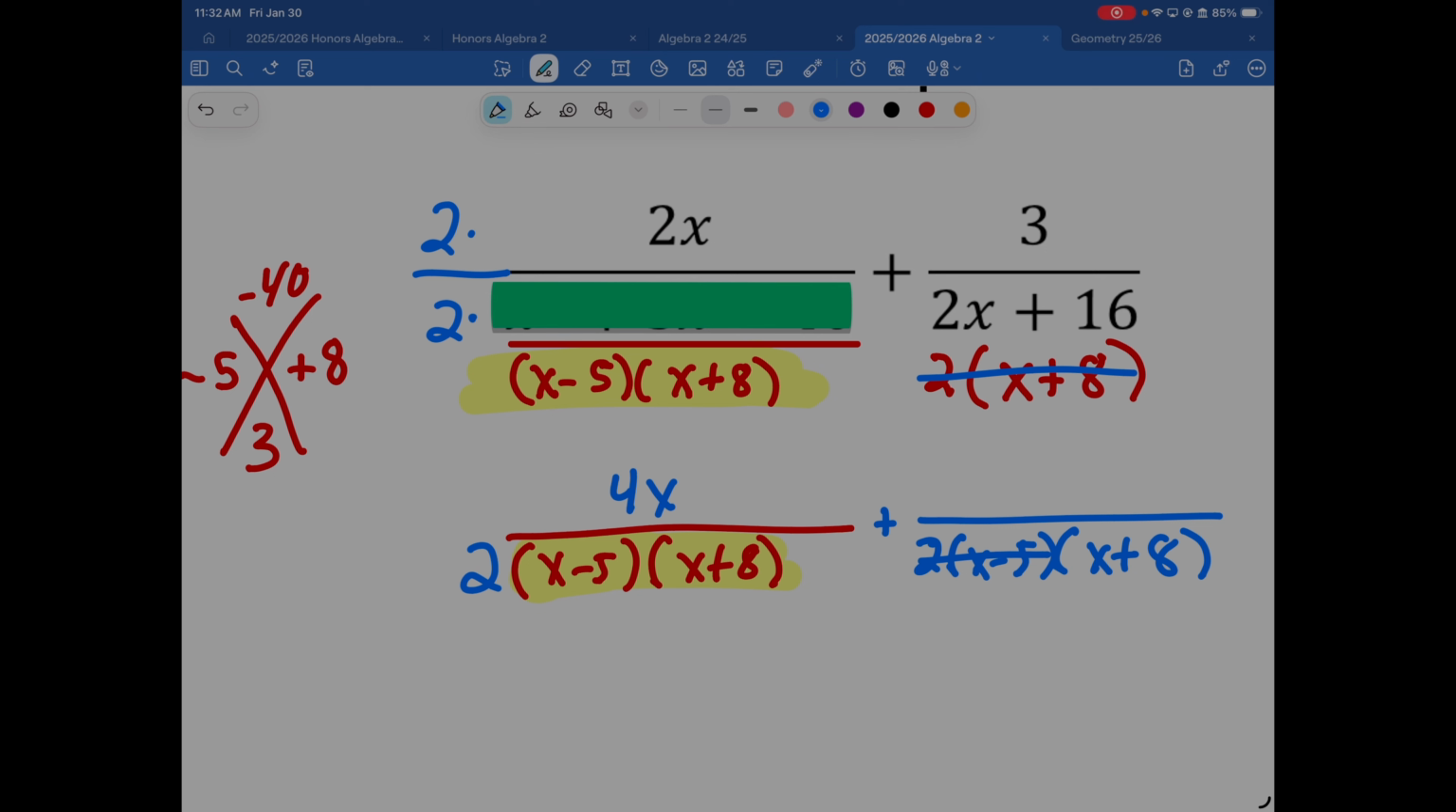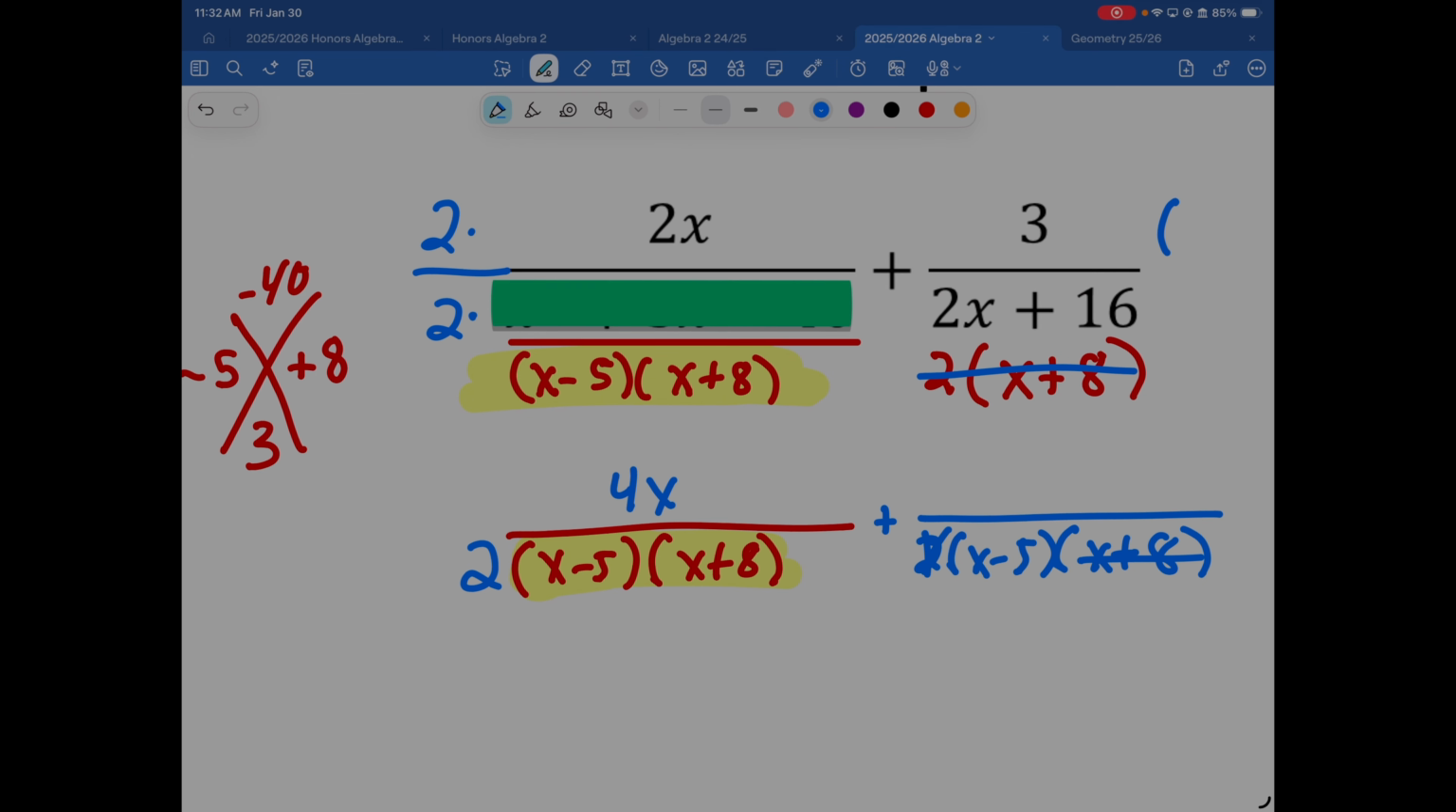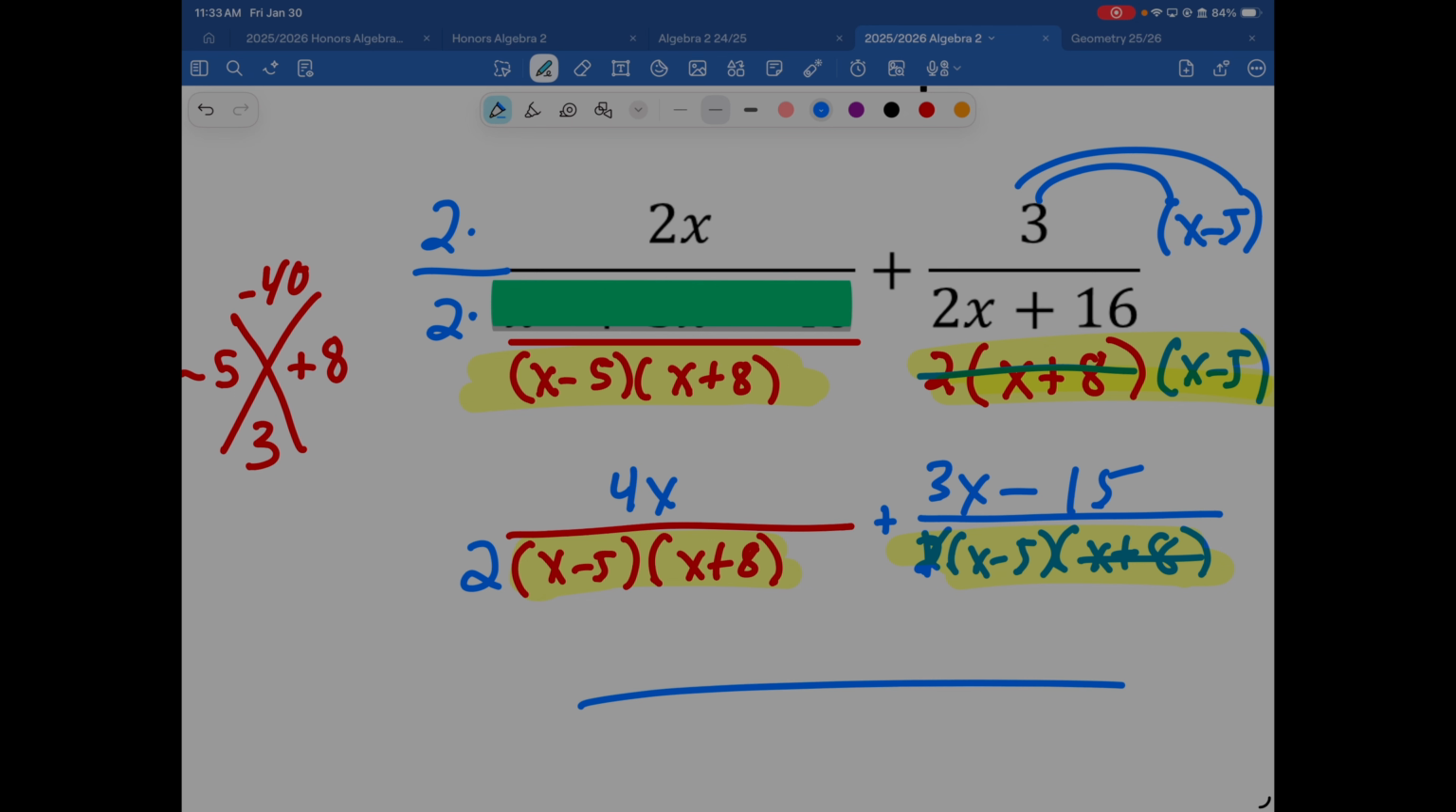What I don't have is the x plus 8. Well, I'm sorry, I crossed out the wrong things. My bad. I have the 2 and I have the x plus 8. So I don't have the x minus 5. So that means I need to take the numerator and the denominator times x minus 5. Now what I have here is exactly the same thing as I'd have down there. 3 times x minus 5 is 3x minus 15. Distribute. We're ready to finish it off.